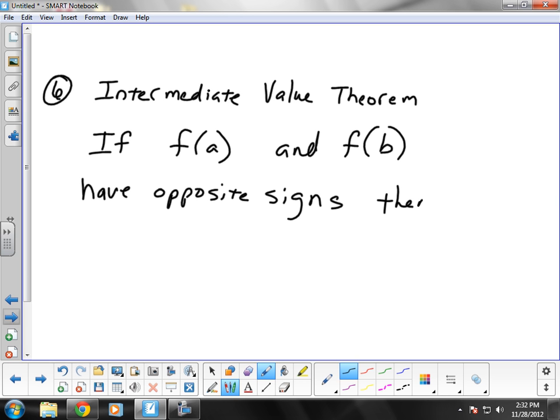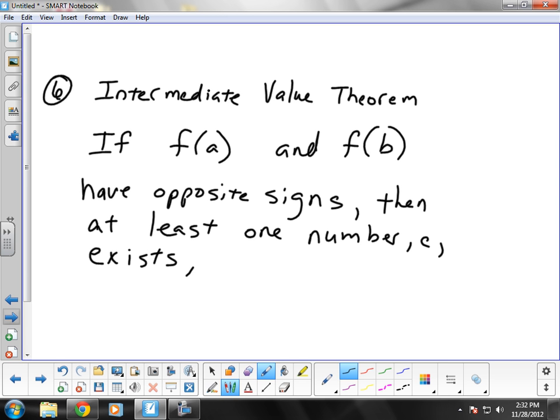then at least one number, call it C, exists. They're just two numbers, and they just happen to give me back y values, and one's positive and one's negative. Then there is a C somewhere such that f of C has to be equal to 0.